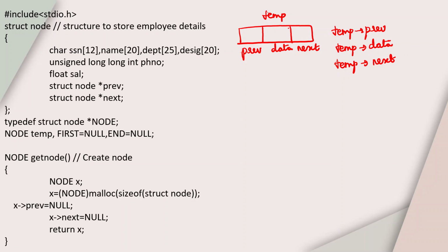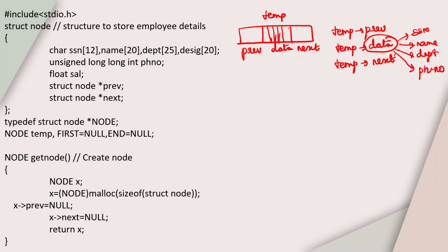So you have to create these three parts, define. Now the thing is, in the data part, because it is an employee, if you go back to the question and see, in the employee data itself, there should be SSN, name, department, designation, phone number, all these things. So here you will have different types of information.